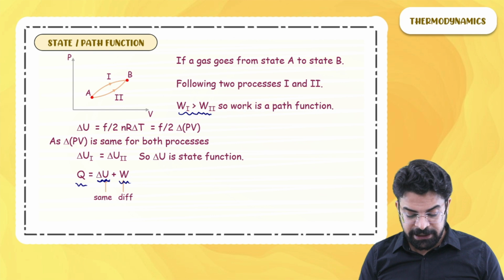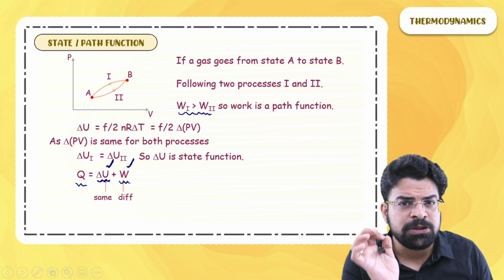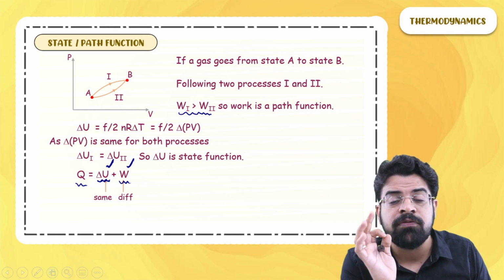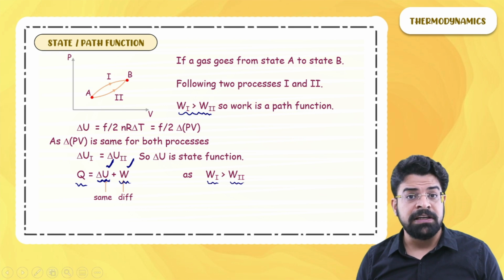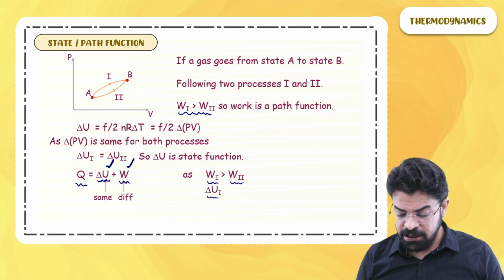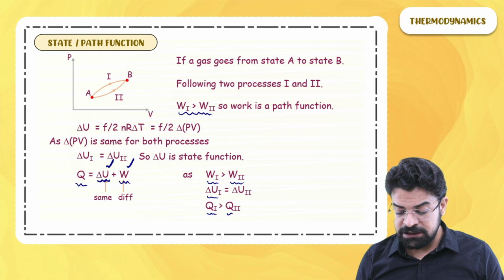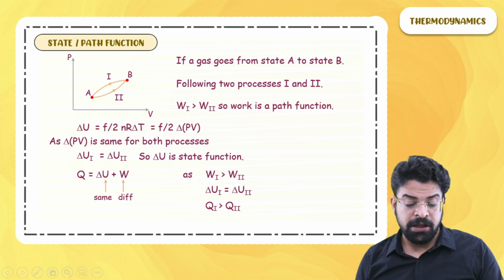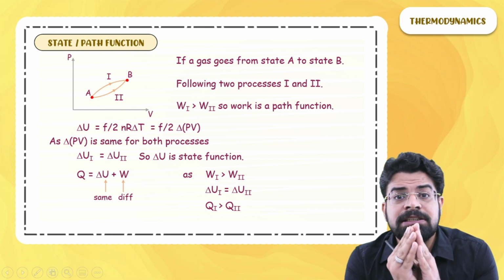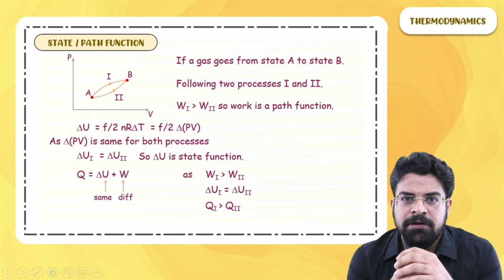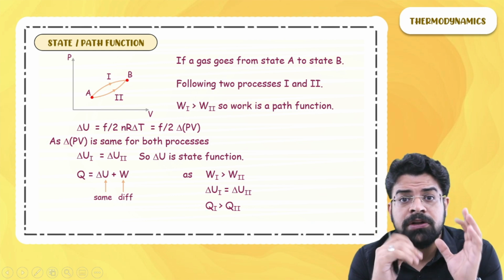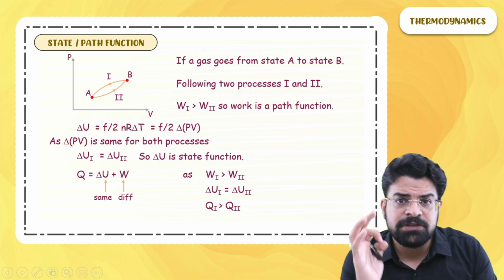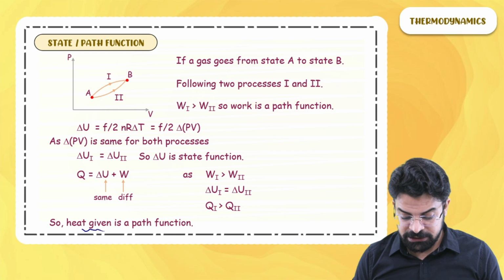So when we find the heat given, which is equal to change in internal energy plus work done, the heat given for the first process has to be more than the heat given for the second process. As the work done in the first process is more than the work done in the second process, we can say that the heat given in the first process is more than the heat given in the second process. As the heat given to the gas is different for both the processes, we can't say that heat is a state function. It does not solely depend upon the initial and final state. Hence we say heat is a path function.